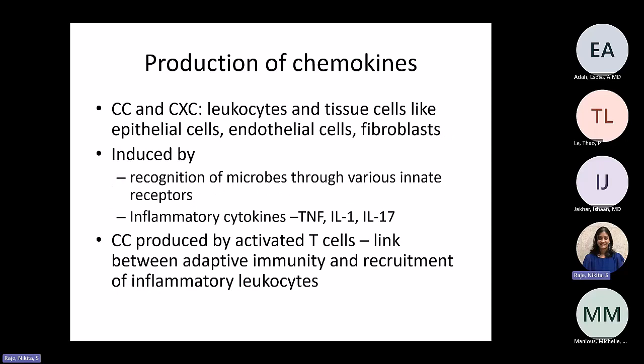CC and CXC are the chemokines that are produced by leukocytes and tissue cells. And these chemokines are produced under the influence of inflammatory cytokines, or because there was recognition of microbes through various innate receptors. The CC type of chemokines are produced by activated T cells, and they form a link between adaptive immunity and recruitment of inflammatory leukocytes, which means the innate immunity.